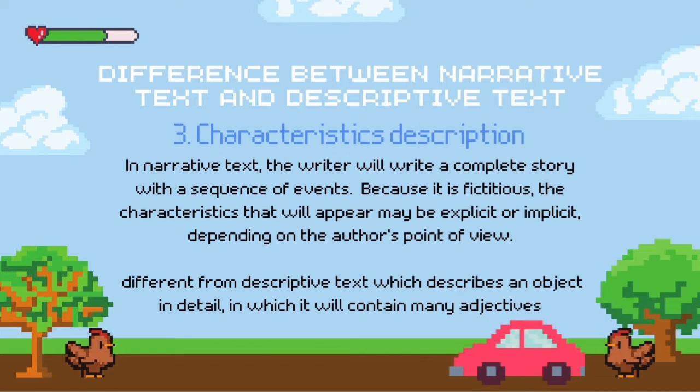The third one is the characteristic description. In narrative text, the writer will write a complete story with a sequence of events. Because it is fictitious, the characteristic that will appear may be explicit or implicit, depending on the author's point of view. Different from descriptive text, which describes an object in detail, which it will contain many adjectives.